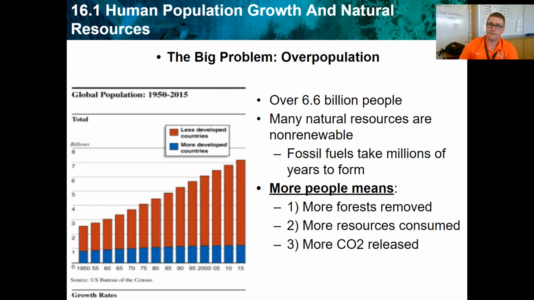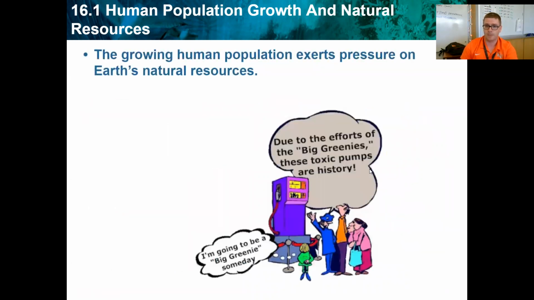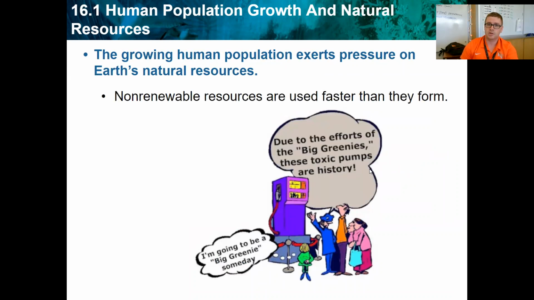The trick is, if we have more people, if we encroach upon being overly populated as a species, going beyond our carrying capacity, we're going to have to remove more forests, use more of these different resources, and ultimately we're going to end up releasing more CO2, which will cause more problems down the line. So we need to make sure that we are almost staggering the rate at which we're using our natural resources to make sure that there's an equitable distribution of them around the world.